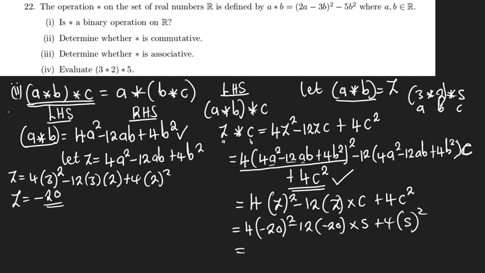So 4, we can punch everything at the same time. This is negative 20 power 2 minus 12, the negative 20 multiplied by 5, plus 4 and 5 to the power 2. And here we go. We get 2,900. That is how you calculate or find these particular operations.